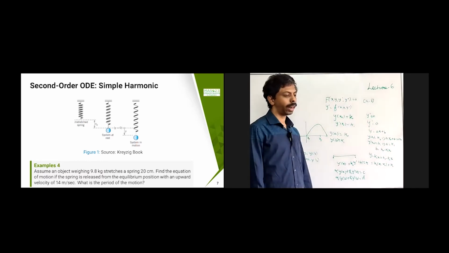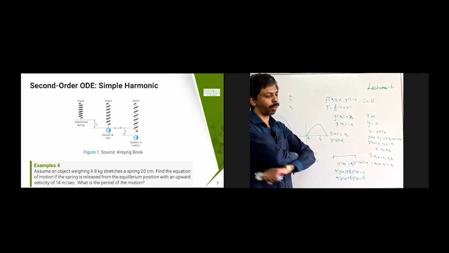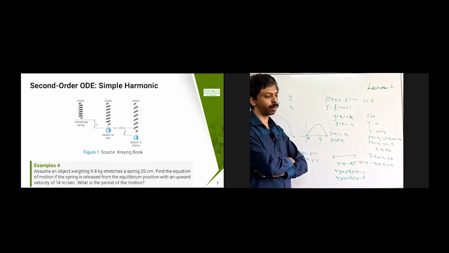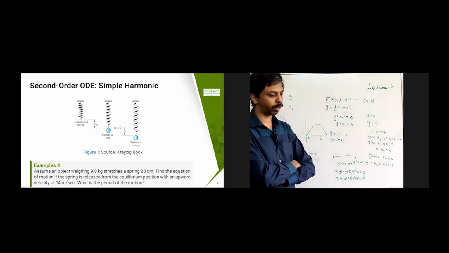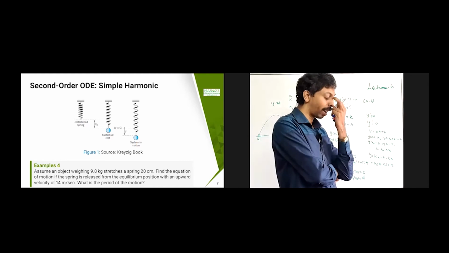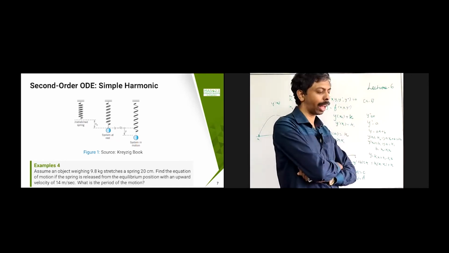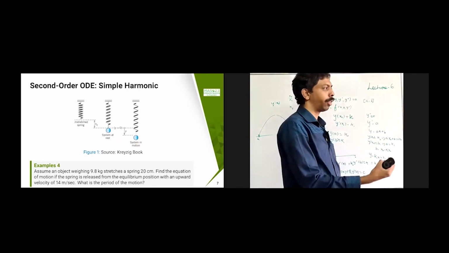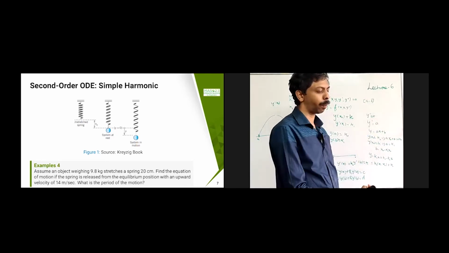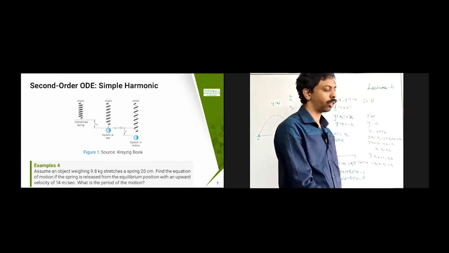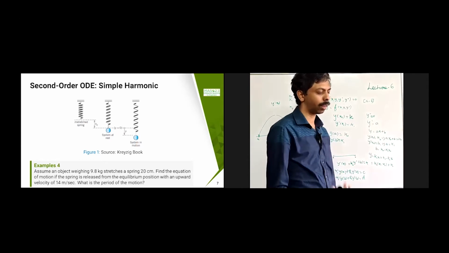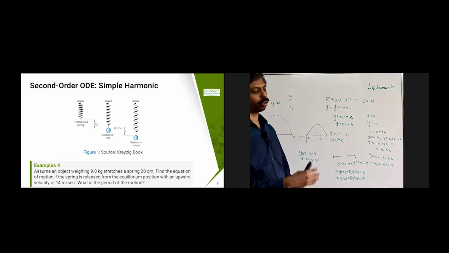Okay. Now second order ODE. So this is a simple application. Second order ODE, simple harmonic motion. Suppose there is a spring where you are attaching some mass. It is going to stretch out, and you are going to see what happens. So those things you can stretch.